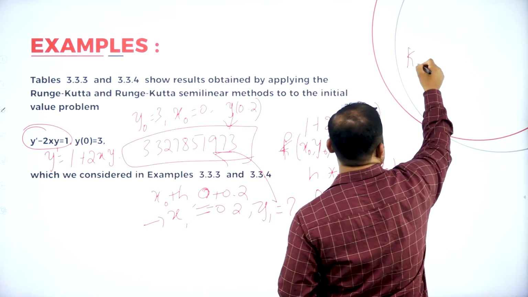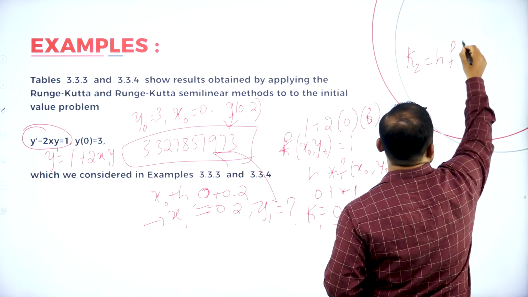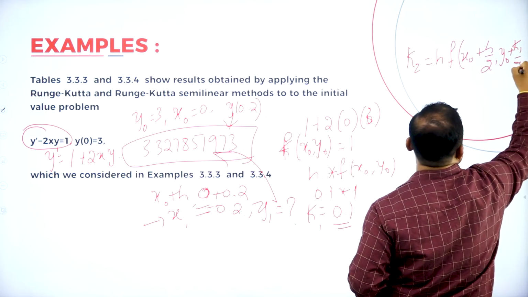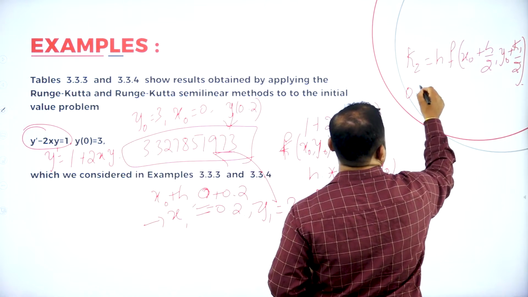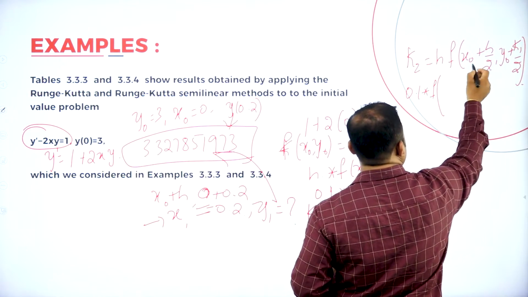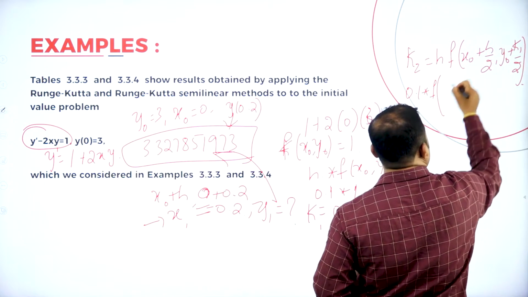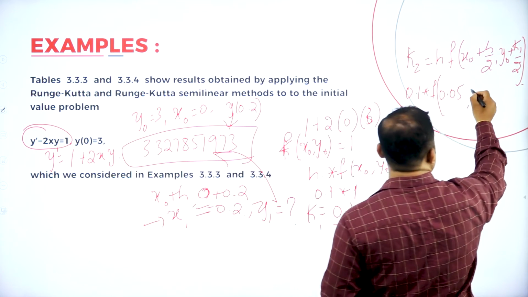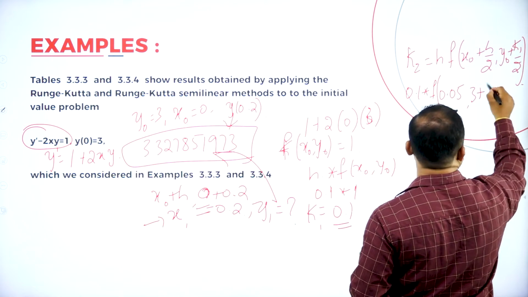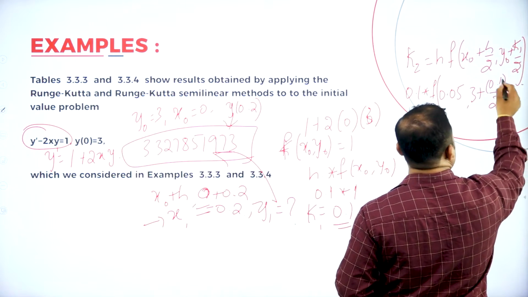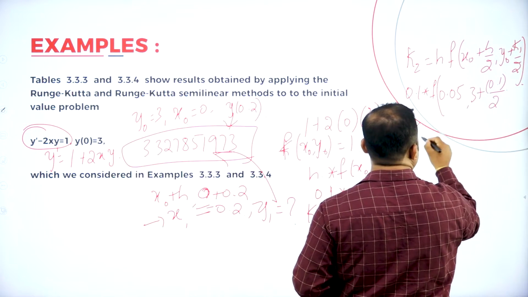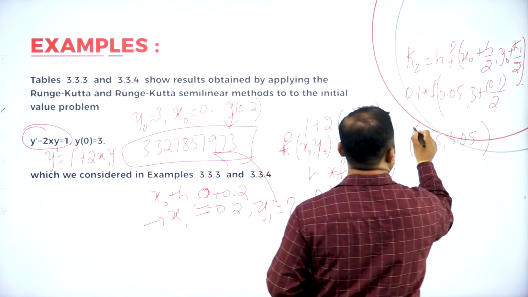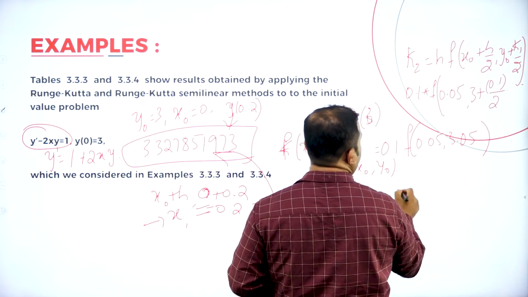Similarly for k2, what is the value of k2? k2 is equal to h into f of x0 plus h by 2 comma y0 plus k1 by 2. What is the value of h? 0.1 into f of x0, which is 0, plus h by 2, 0.1 by 2 is 0.05, comma y0. y0 is equal to 3, plus k1 by 2, that is 0.05, so 3.05. That is the f of this term. That has to be multiplied with h to get the value of k2.